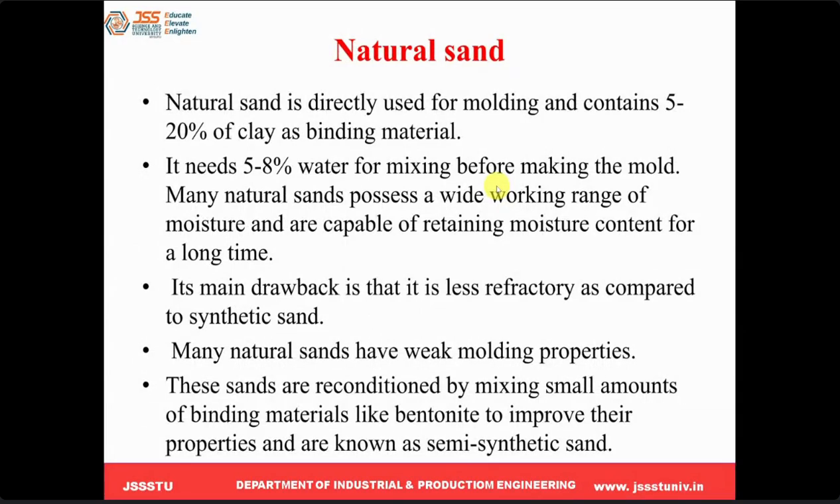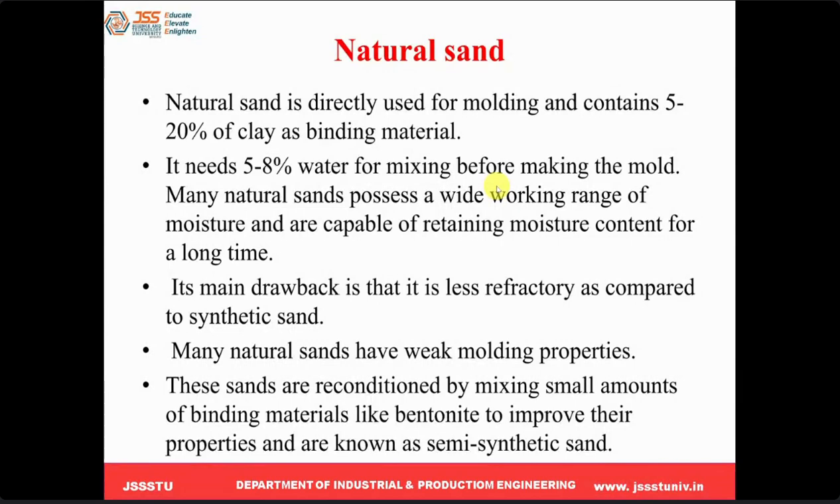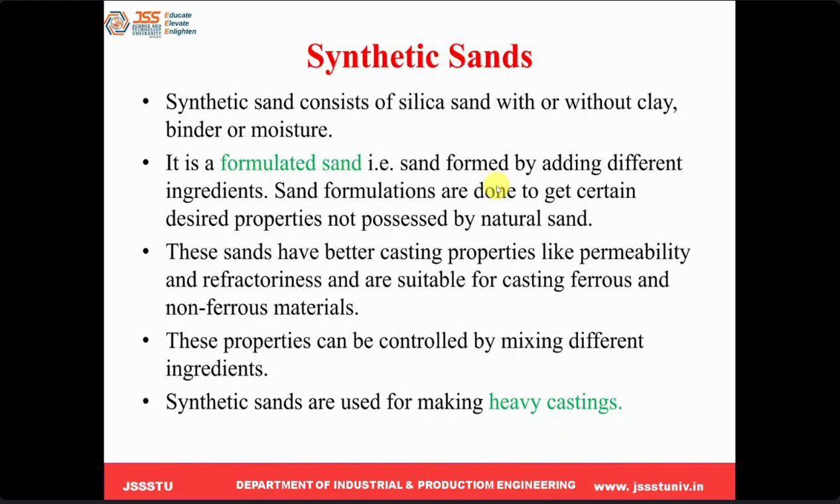Natural sand is made up of about 20% clay. Natural sand is directly used for molding, with 5 to 20% clay as a binding material. Along with that, we also use water to mix it, to create the binding property, that is 5 to 8%. So that is called natural sand. But usually natural sand is not used much.